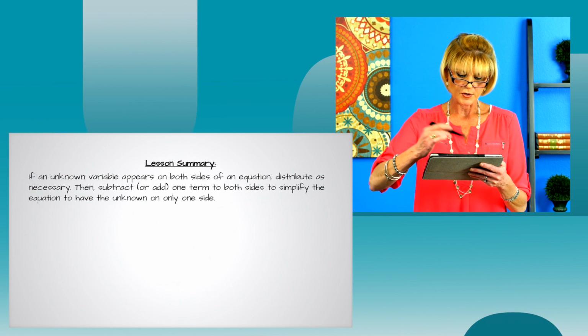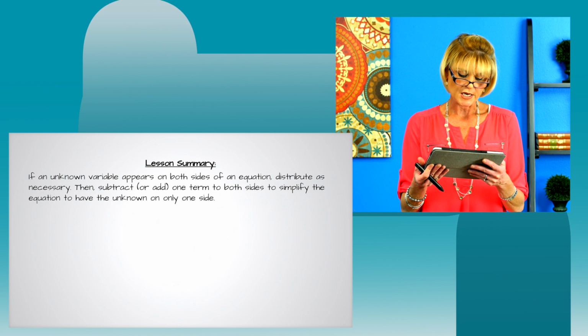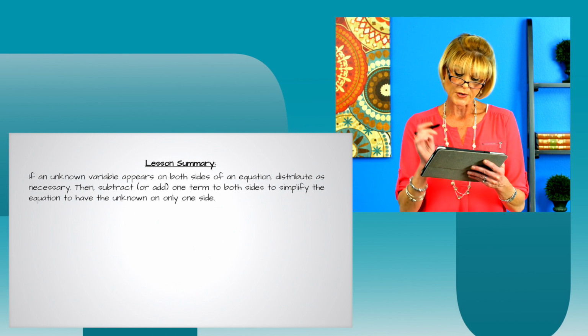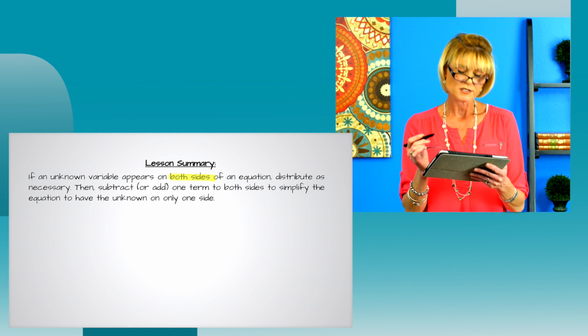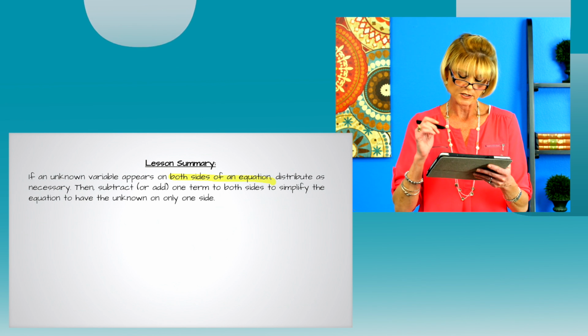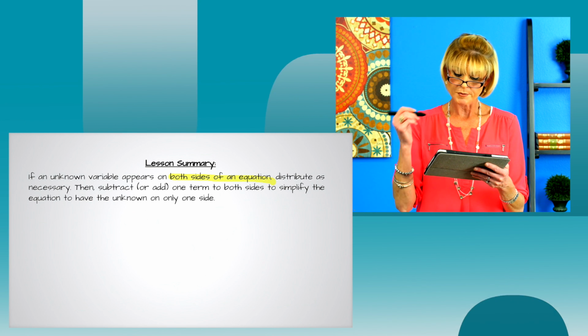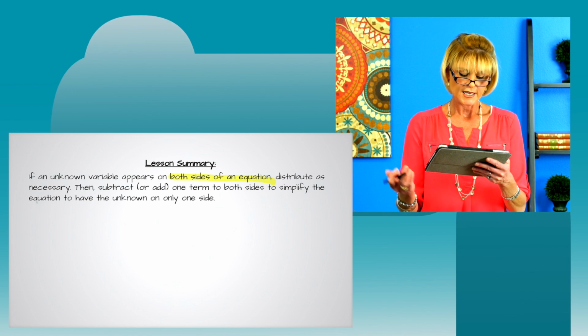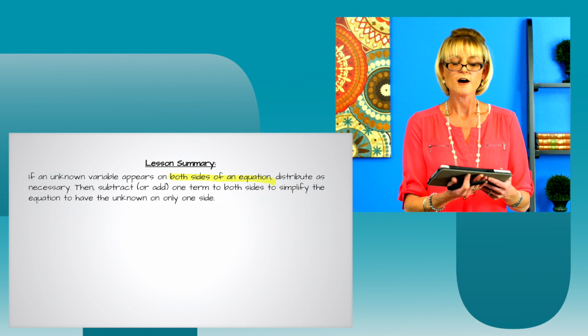So let's quickly summarize our lesson. If an unknown variable appears on both sides of the equation, distribute as necessary, then subtract or add one term to both sides to simplify the equation to have the unknown on only one side.